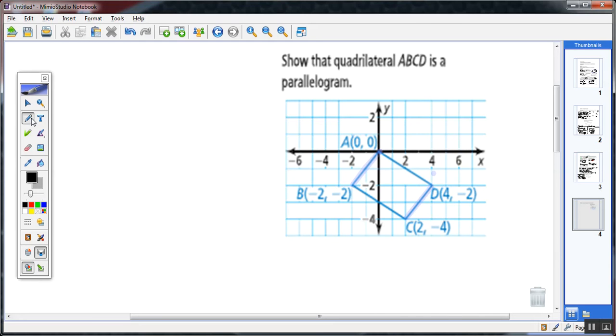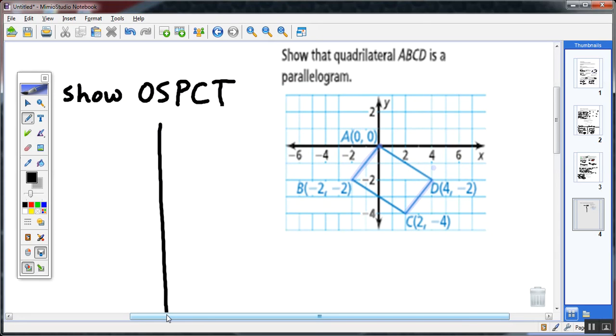So what I'm going to do here is this. I'm going to say the following. We're going to show the opposite sides parallel and congruent theorem. So let's start by showing, to show parallel, we'd have to show the slopes are the same, right? So Ty has chosen to look at the sides A to B, and what else? C to D here, right? A to B, right here, and C to D.